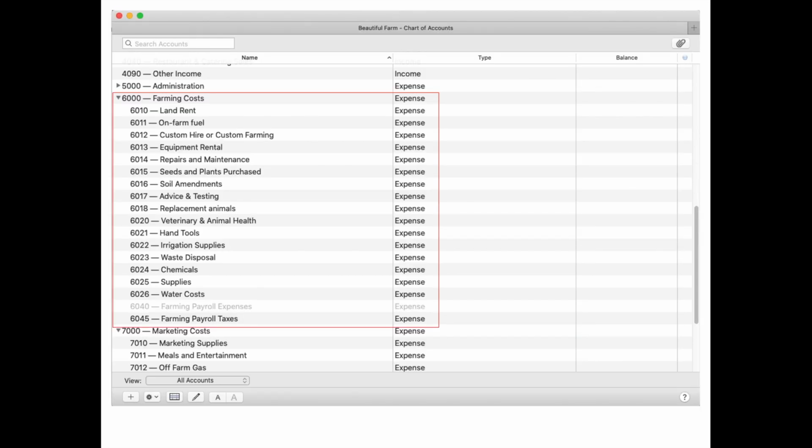Now let's talk about expenses categorized under farming costs. Land rent is self-explanatory. It is your rent paid on your land or property. On-farm fuel is for fuel for your tractor, your gator, your golf cart. In other words, fuel used on the land to grow your crops, not fuel to deliver your crops.